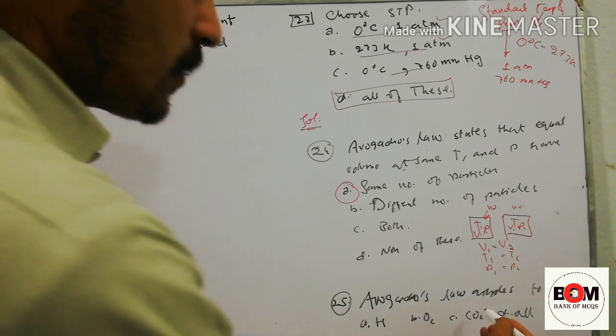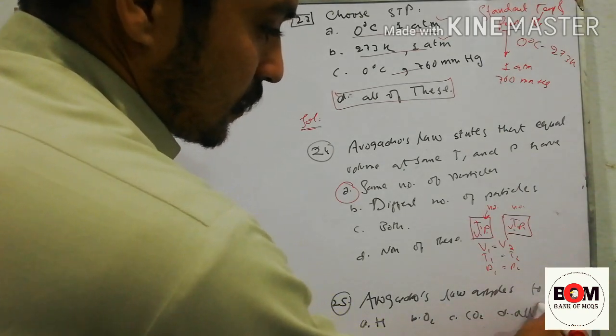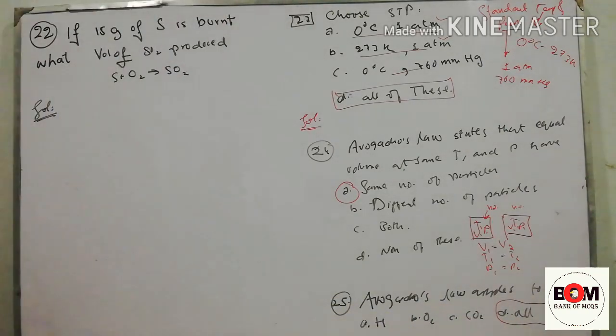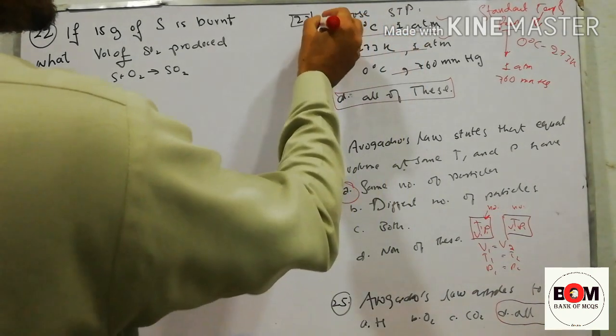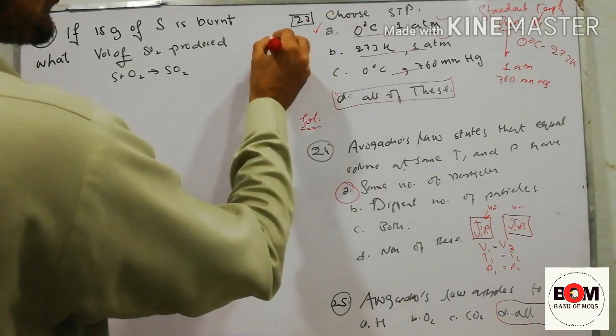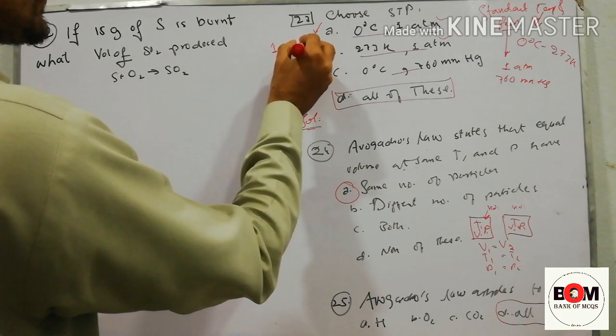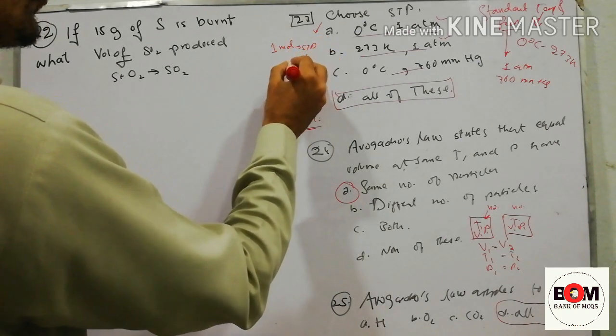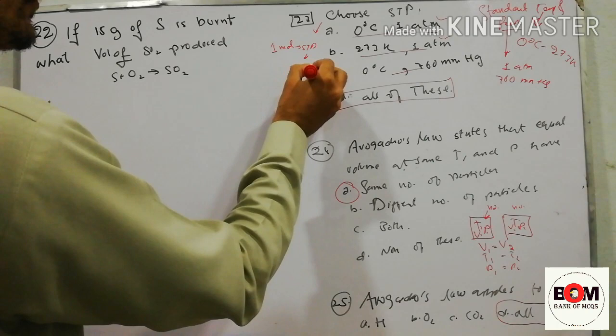So, we must remember that Avogadro's law is applicable for all gases. So, standard temperature and pressure. If we use standard temperature and pressure, the best thing is that 1 mole of any gas at STP has a volume of 22.4 dm³.